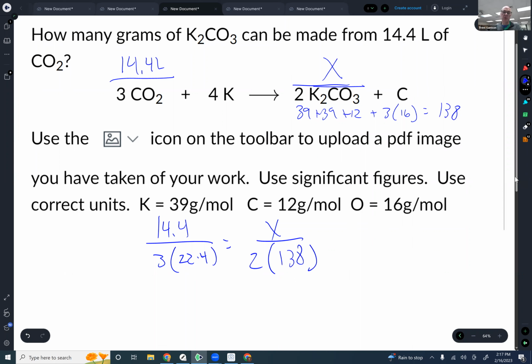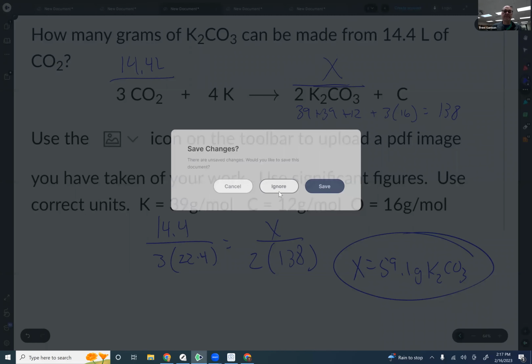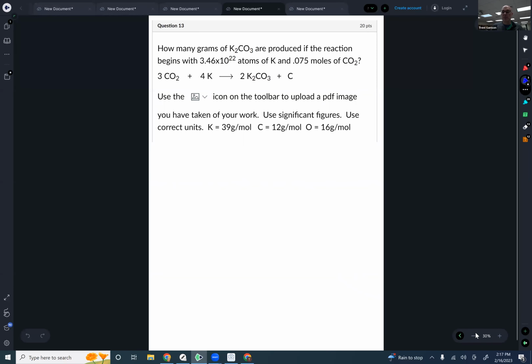All right, now I'm going to cross multiply and solve for that X. 14.4 times 2 times 138 divided by 3 divided by 22.4, and you get 59.1. 59.1 what? Grams of K2CO3. All right, so let's get started on question number 13.